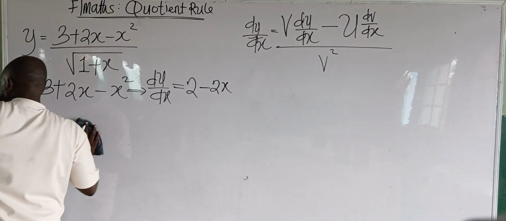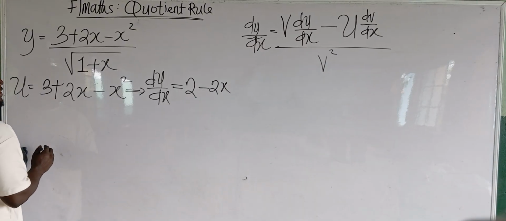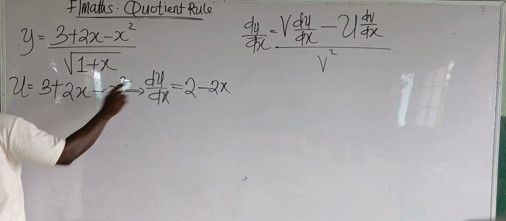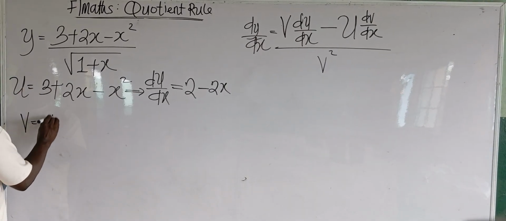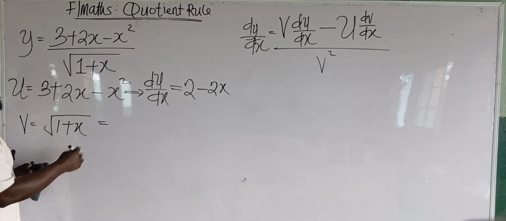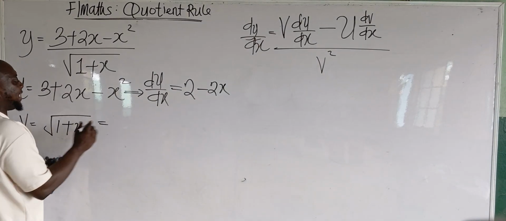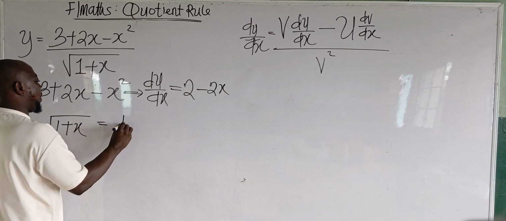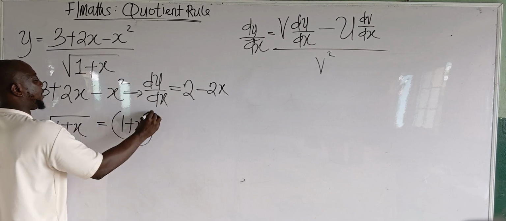Now, from this point, what do I know going further? I've gotten my du dx. Now we know our v. Our v is square root of 1 plus x. Let's remove the root, because for us to be able to get dv dx, we have to remove this. So if you do that, we're going to have 1 plus x, all raised to the power of half.